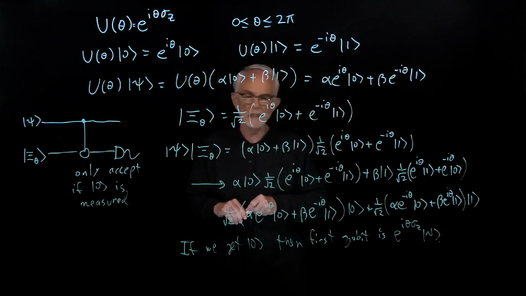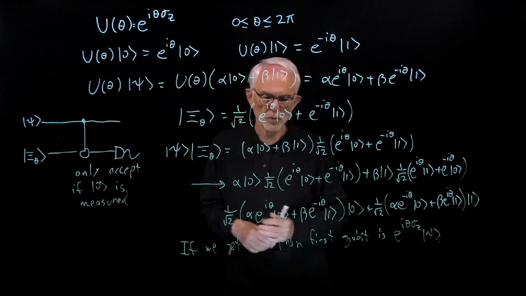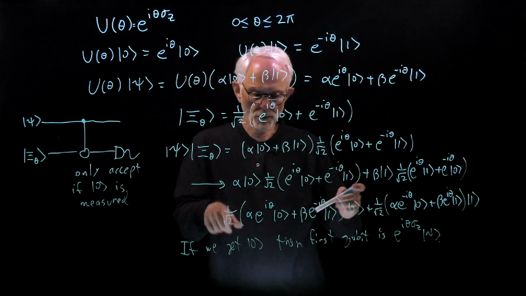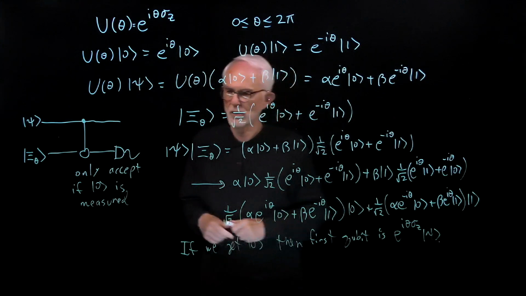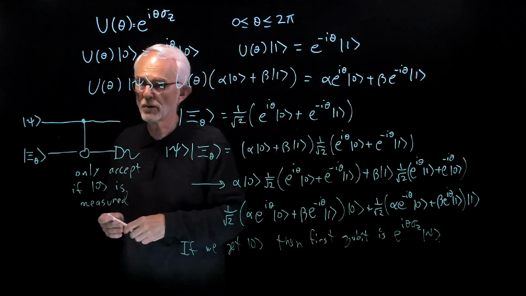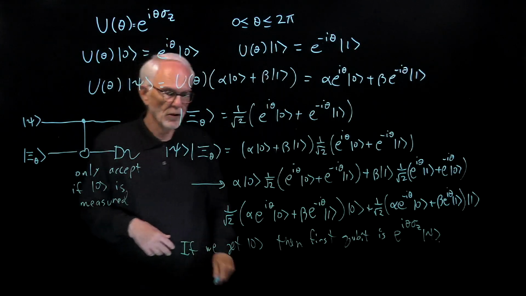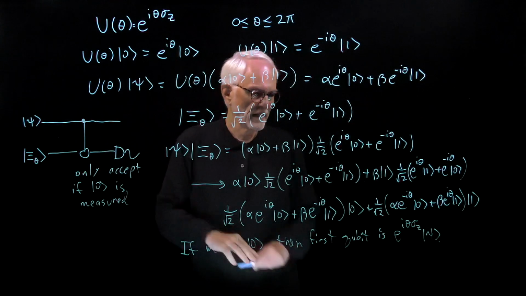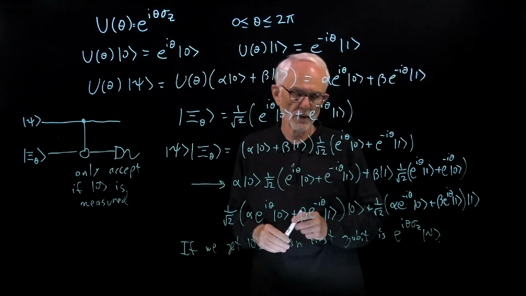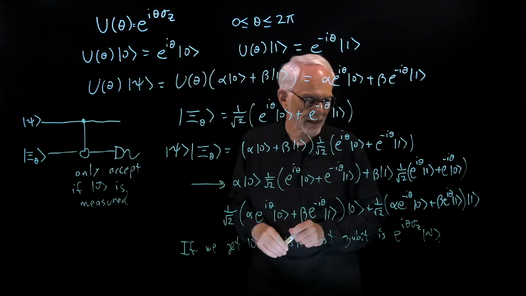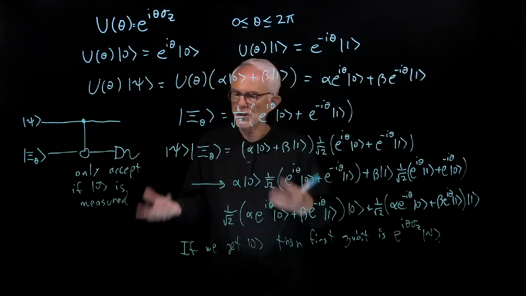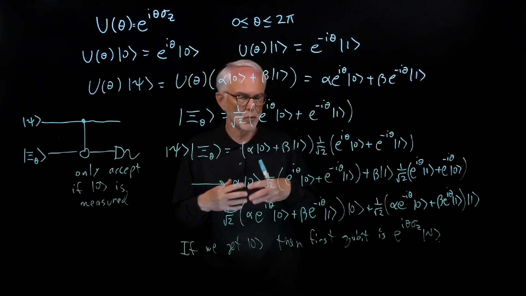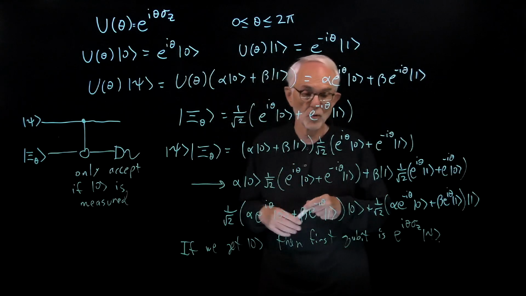Now, what's the probability that I'm going to get 0? Well, you can work out the details, but this is a unit vector, and this is a unit vector, and they're both multiplied by square root of 2. So the probability that I get a 0 here is 1/2. So half the time, this thing is going to succeed, and it's going to give me the state that I want. And so this is a probabilistic processor. You don't always get what you want, but you know when you do get what you want.